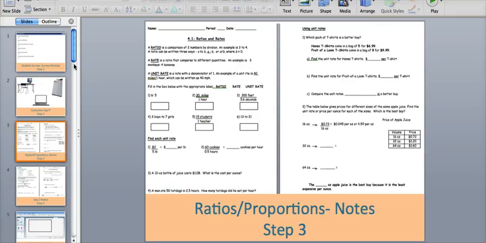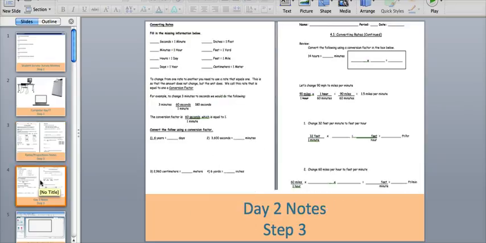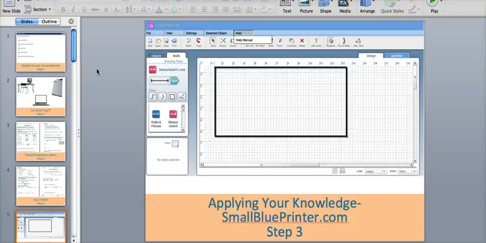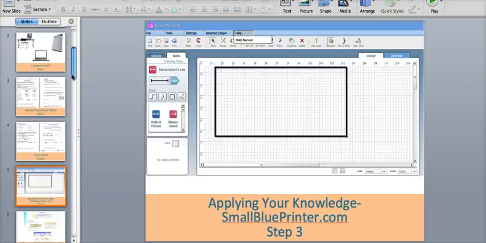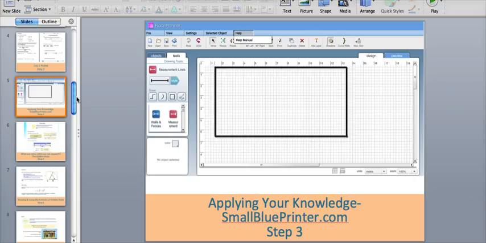Step 3 starts the notes of the unit: ratios and rates, then we'll do some converting rates so they get used to ratios. Then I would like them to apply their knowledge using smallblueprinter.com. I didn't know about this until we did the critiques, so I thought this was a great idea. You can see the measurement lines and the scale here, so students can begin to talk about similar figures and how, in similar figures, the ratios of sides are in proportion.